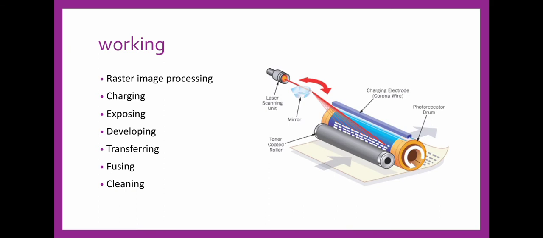Step 4 is developing. In a laser printer, positively charged carbon toner powder is gradually released from the toner cartridge onto the drum while it rolls. The positively charged toner powder sticks to the negatively charged laser-beamed areas since opposite charges attract. Meanwhile, positively charged areas on the drum are left without any trace of toner.